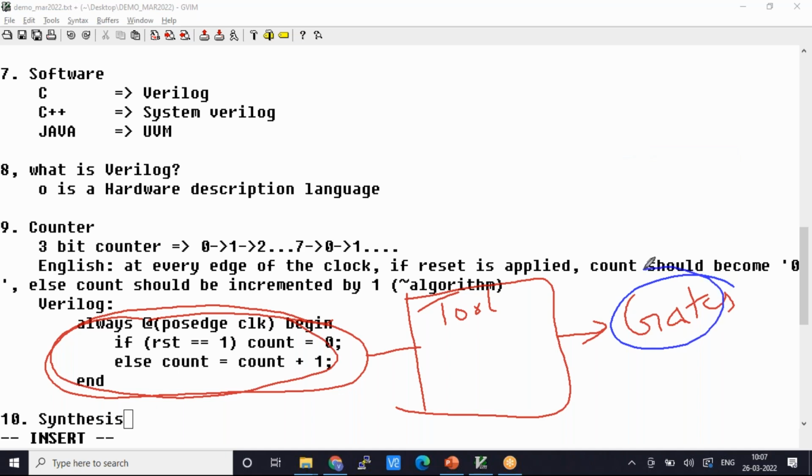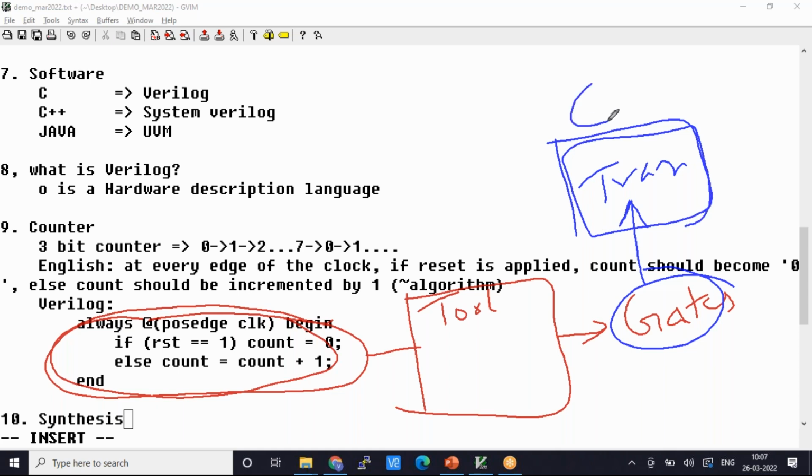Now those gates can be converted into transistors. You might have a basic idea: a NOT gate can be converted into 1 PMOS and 1 NMOS. A NAND gate is 2 NMOS and 2 PMOS. That idea you should have. Finally, what happens? The transistors can be manufactured as a chip.